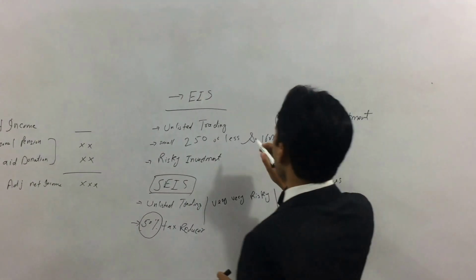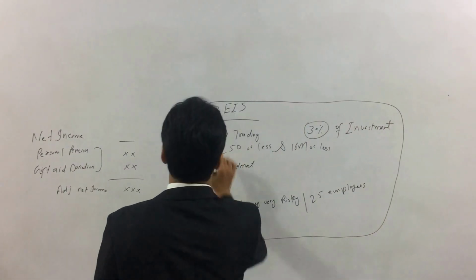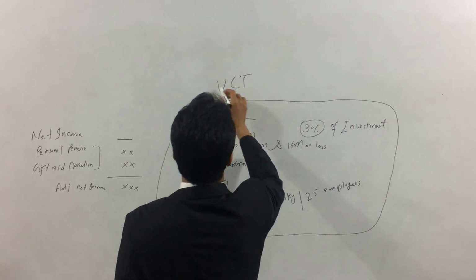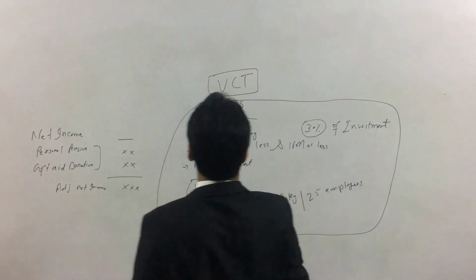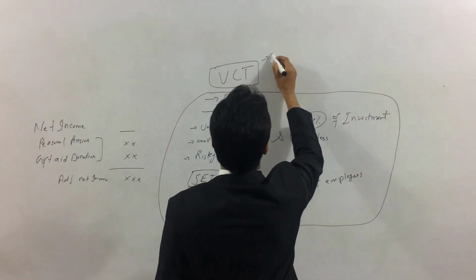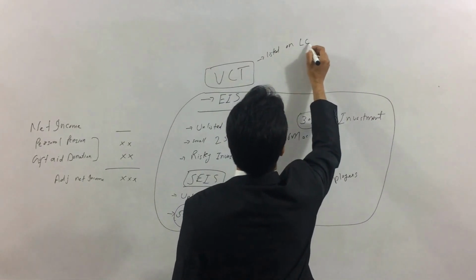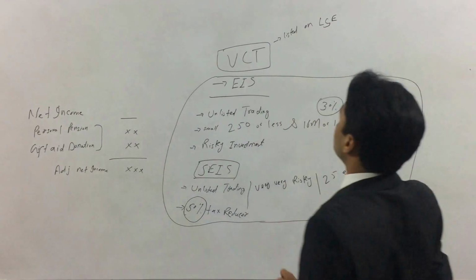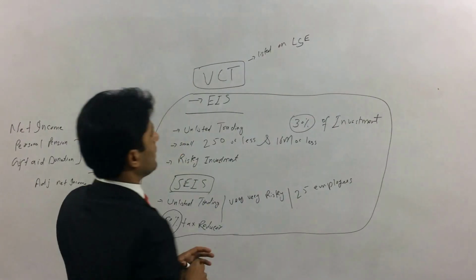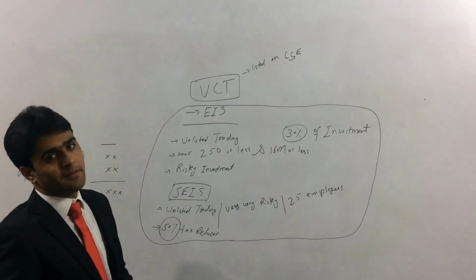All right, another company, apart from these two here, is called VCT, or Venture Capital Trust. Now, this is a listed company on London Stock Exchange. It is a trust which is listed on London Stock Exchange, but it invests in small unlisted companies.